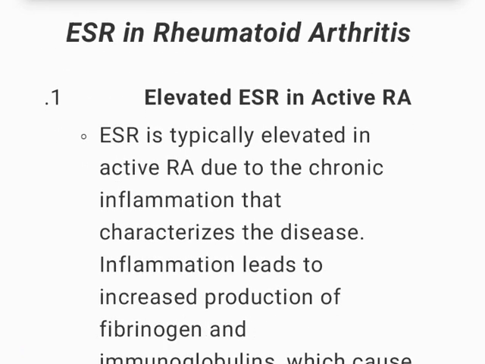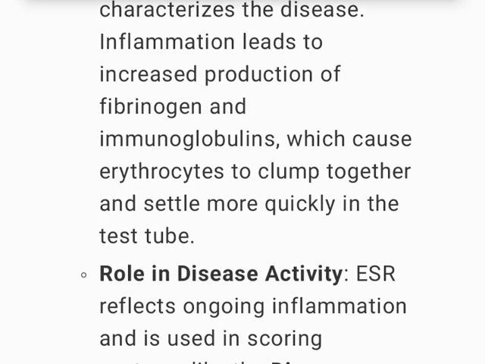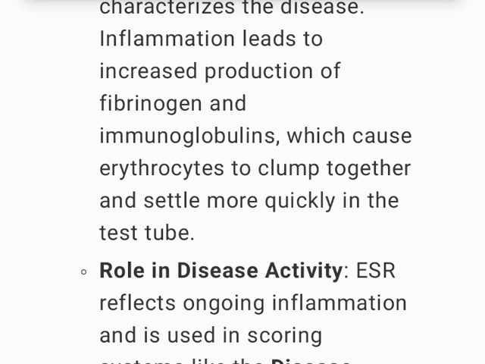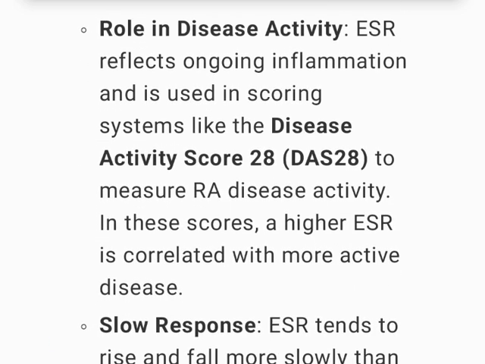ESR in rheumatoid arthritis. 1. Elevated ESR in active RA. ESR is typically elevated in active RA due to the chronic inflammation that characterizes the disease. Inflammation leads to increased production of fibrinogen and immunoglobulins, which cause erythrocytes to clump together and settle more quickly in the test tube. Role in disease activity.